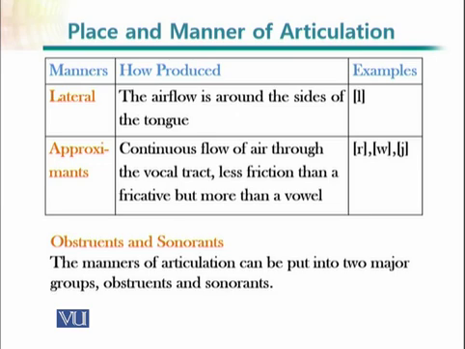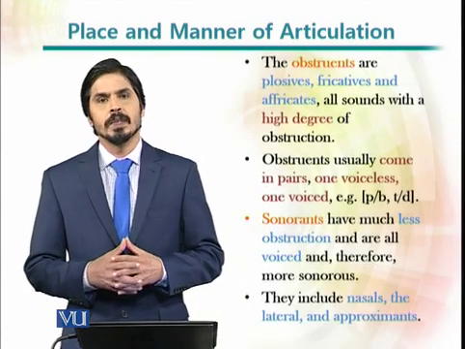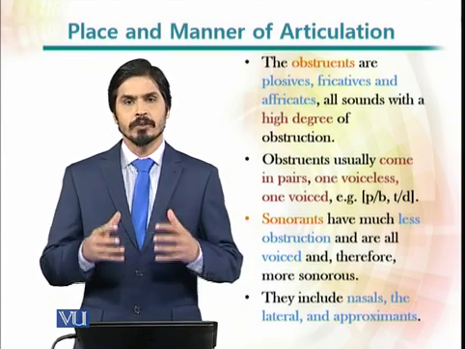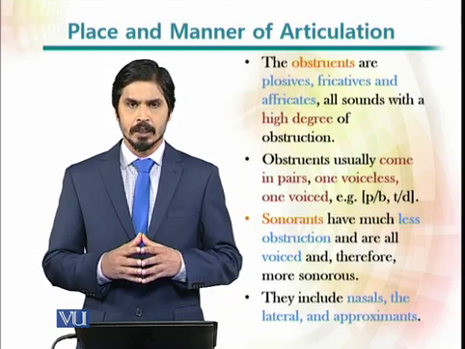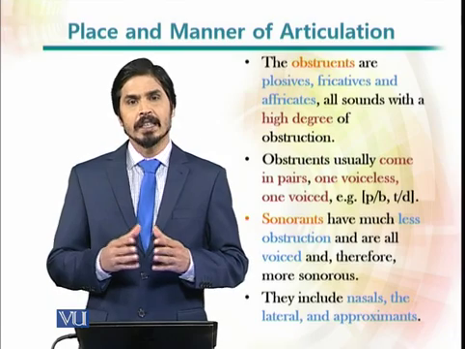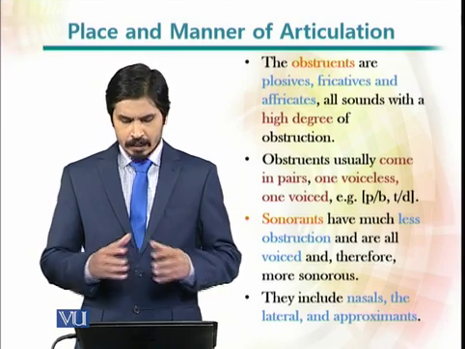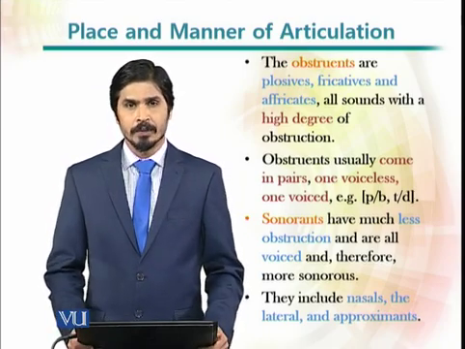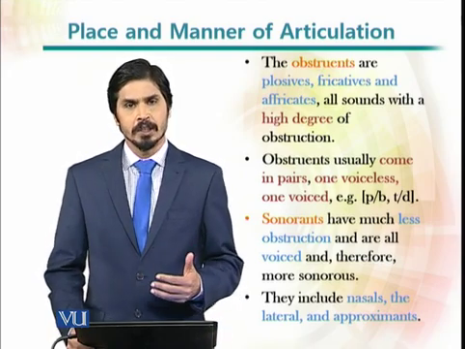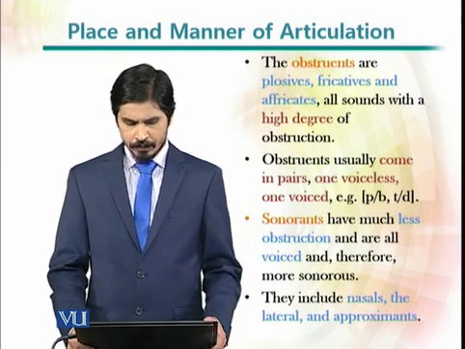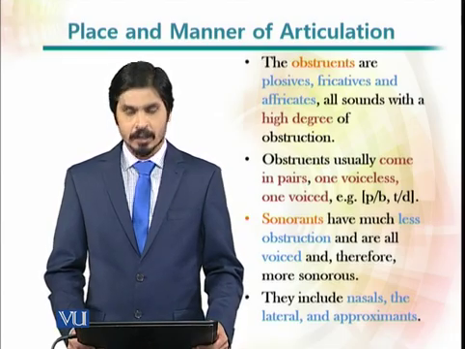We could also divide the manner of articulation into two major groups, which may be called obstruents and sonorants. Obstruents could be seen as plosives, fricatives, and affricates. In the case of obstruents, there is a high degree of obstruction when they are produced, and usually they occur in pairs. For example, pa and ba occur in pairs. Then sonorants are those sounds where there is less obstruction. Most of these sounds are voiced, and that's why they are called sonorants as well. These include nasals, laterals, and approximants.